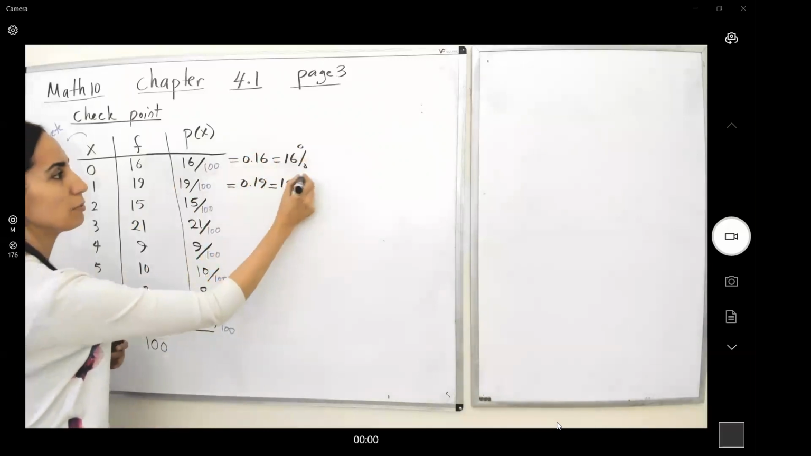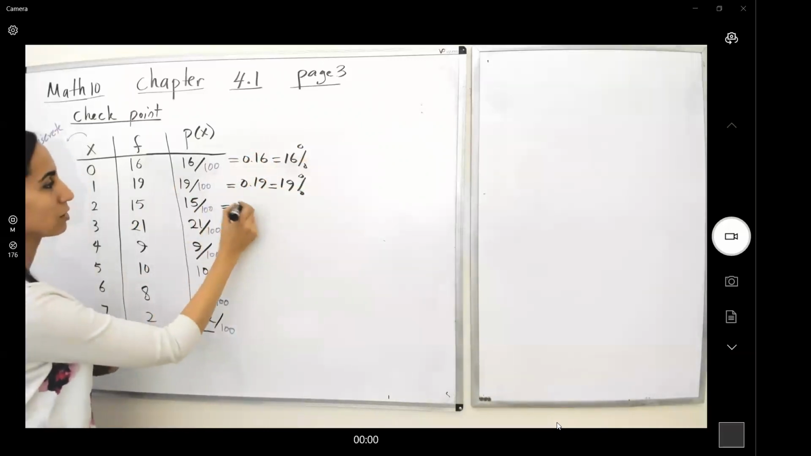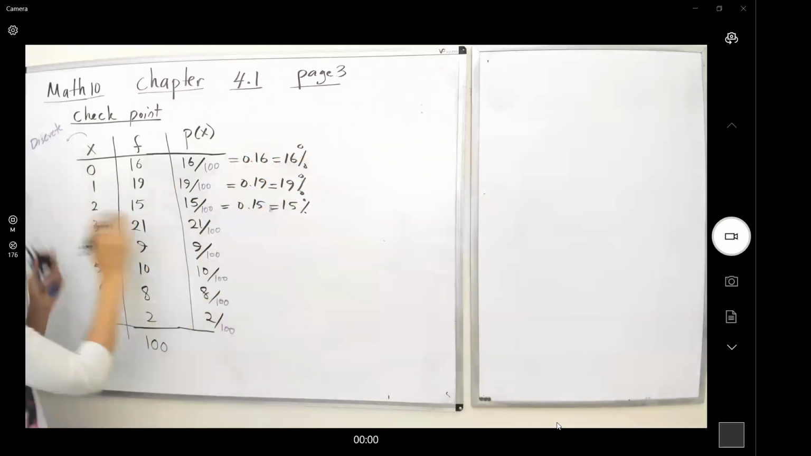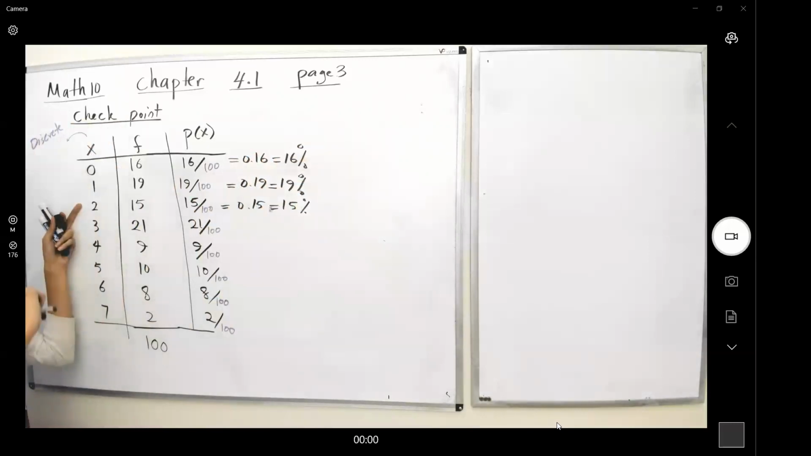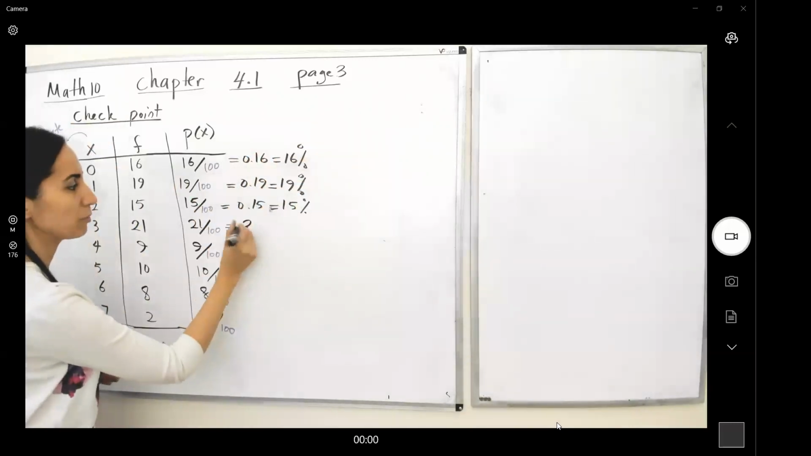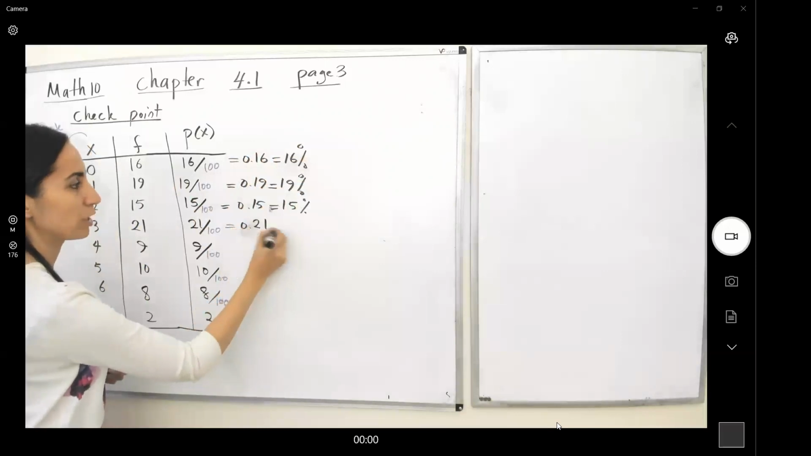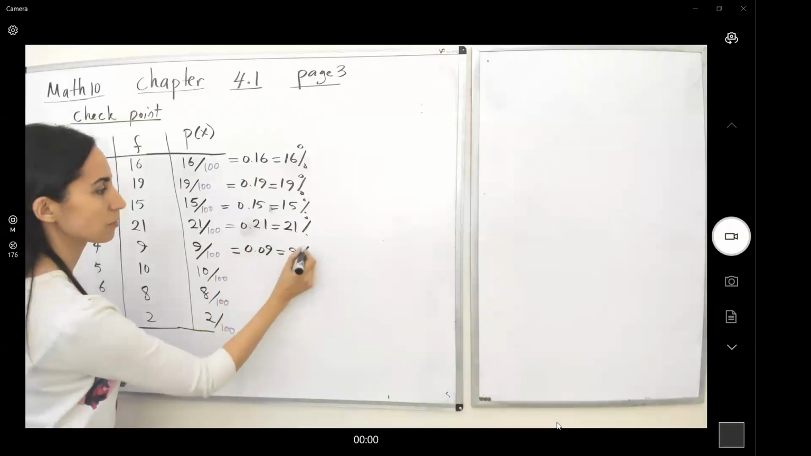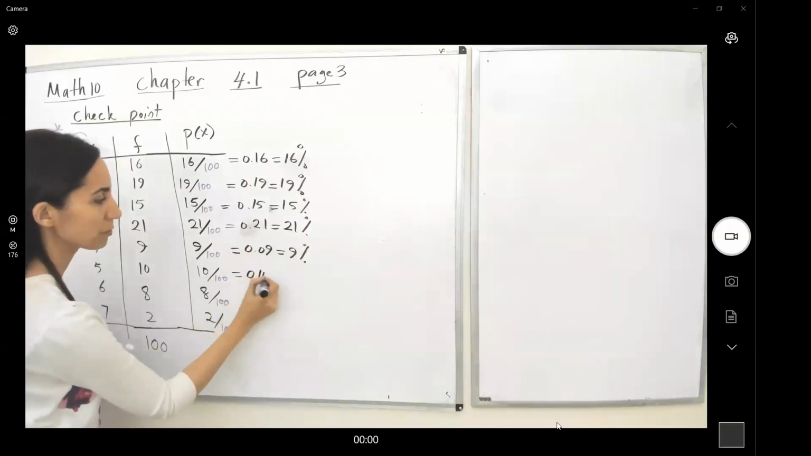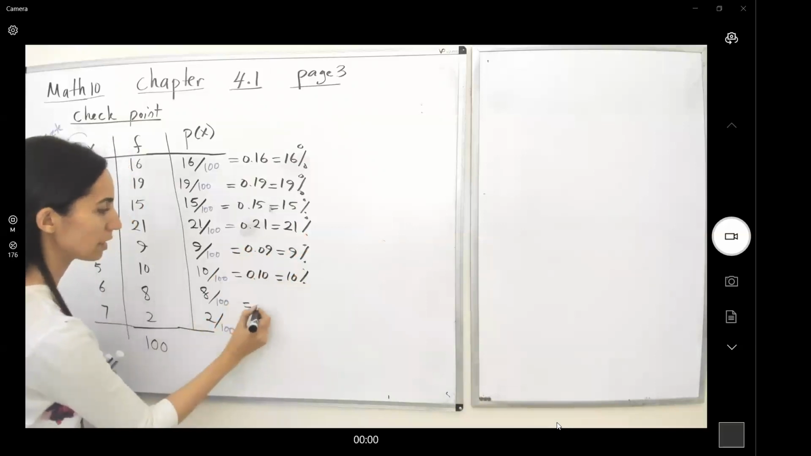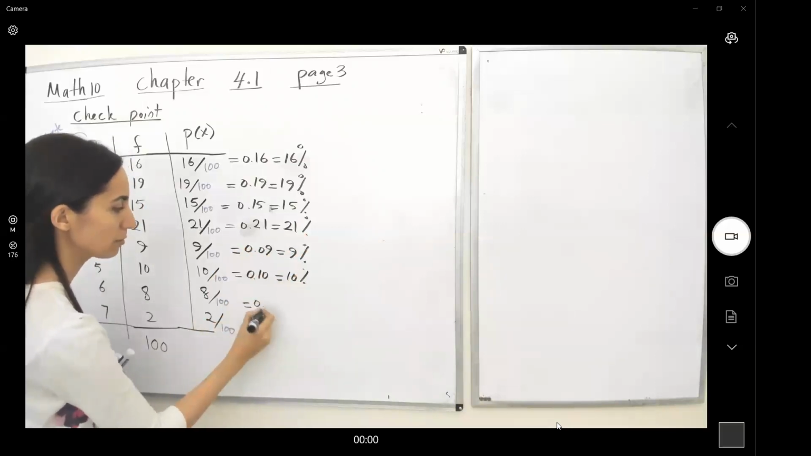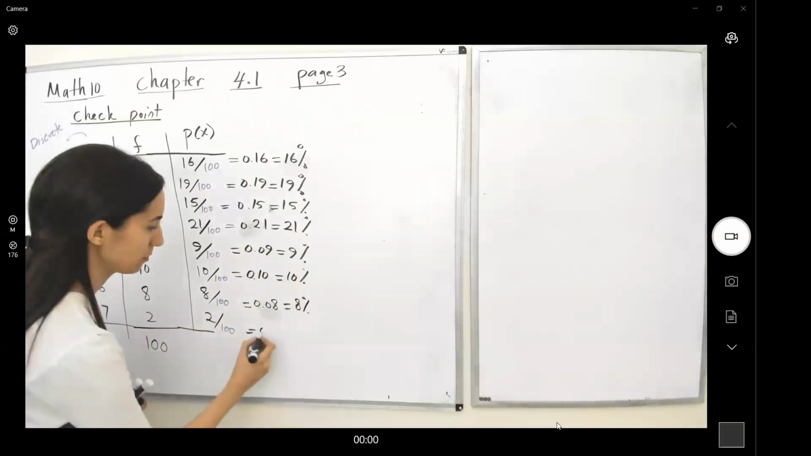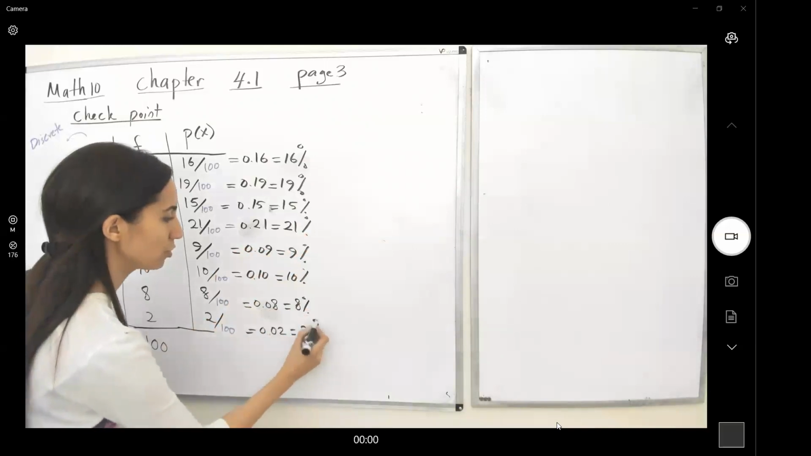0.19, 19% is the chance. 0.15, 15% is the chance that that person sold 2 items. 0.21, 21%. 9%, 10%, and 8%, so 0.08, 8%, and just 2%, 0.02, 2%.